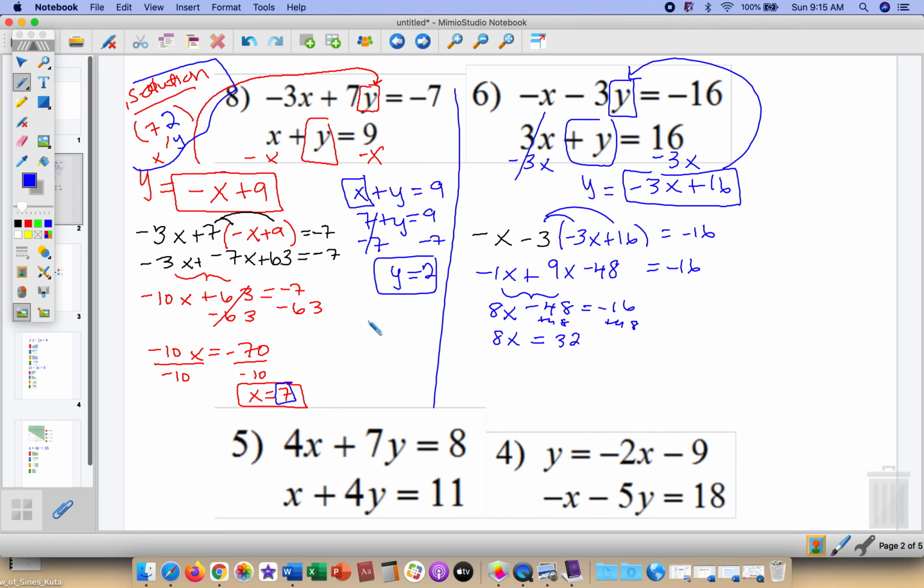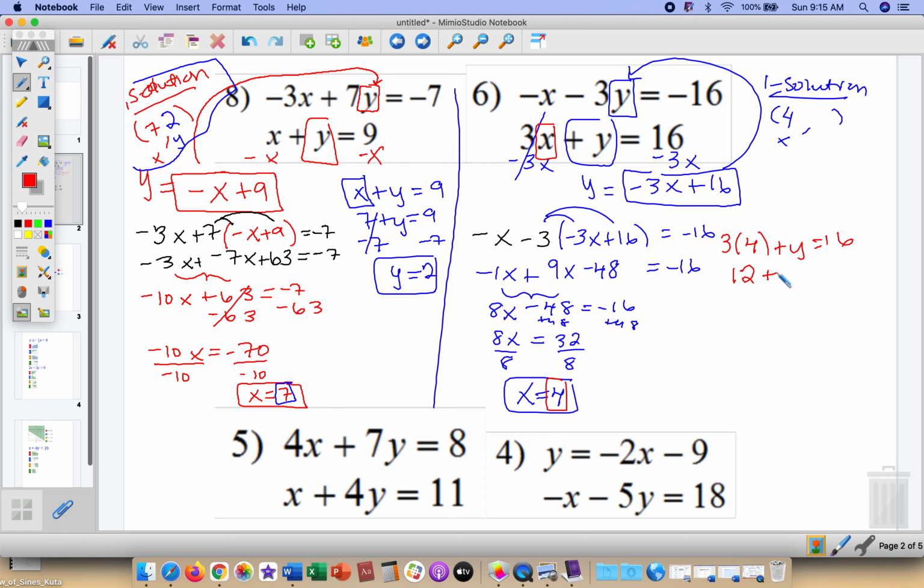And then we're going to divide both sides by 8. So our x coordinate is 4. We know there's going to be one solution. We just found the x coordinate, and we know the x coordinate is 4. Now we can go back to either equation to find y. So I'm going to plug 4 into the bottom equation. It doesn't matter. So I have 3 times 4 plus y equals 16.